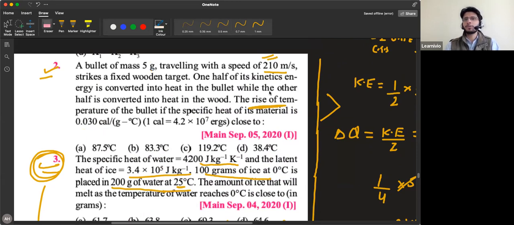These are the type of questions that one can get on specific heat. This will mix your work, energy and power with the specific heat. Note down the second question and just write your answer in chat. Second question. Note down the question, please.